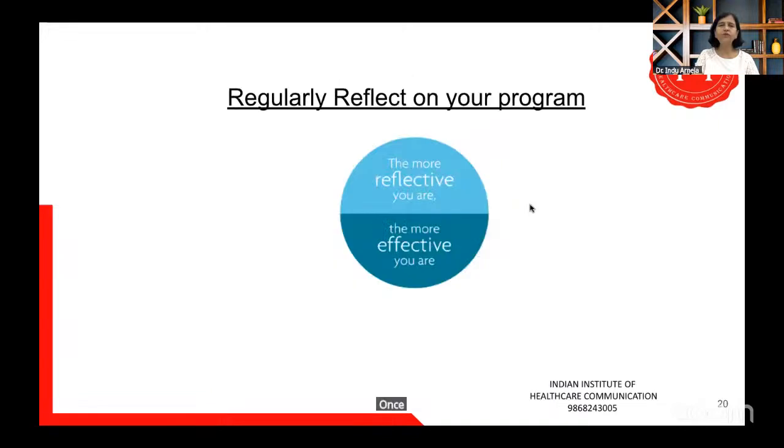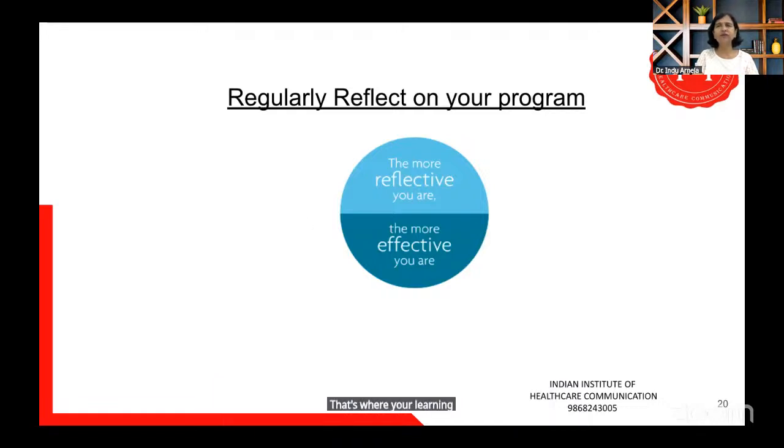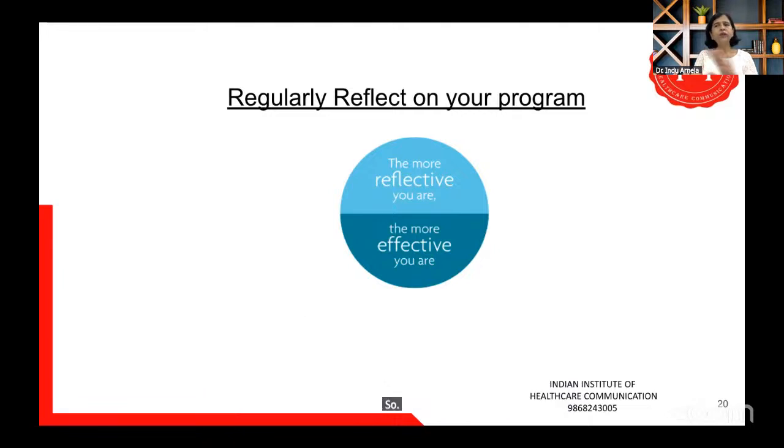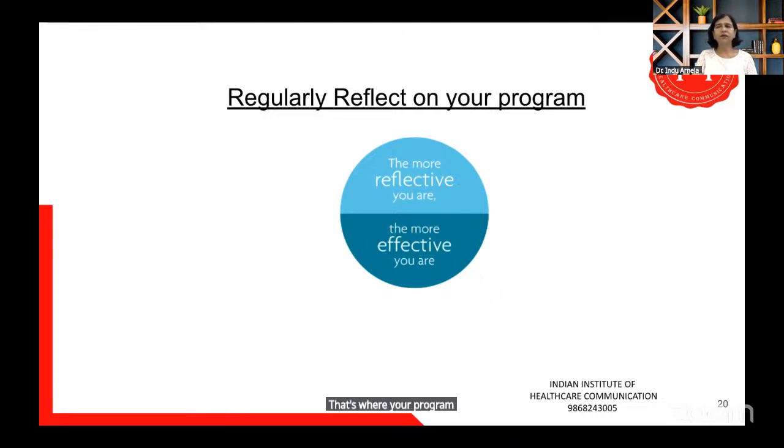Once you have done the program and taken the feedback, make sure that you regularly reflect on your program. That's where your learning lies. That's where you will see where you have gone wrong, or what you need to change. It could be about timings, content, flow, or the activity. When you reflect on how the whole thing went and what can be changed to make your program better, that's where your program will start getting better.